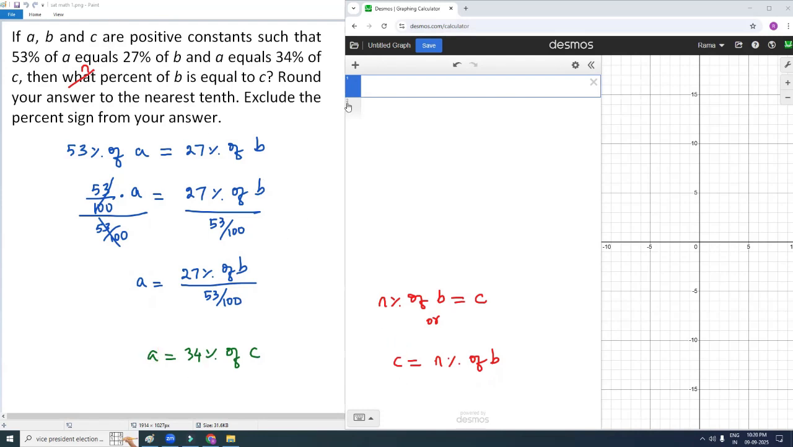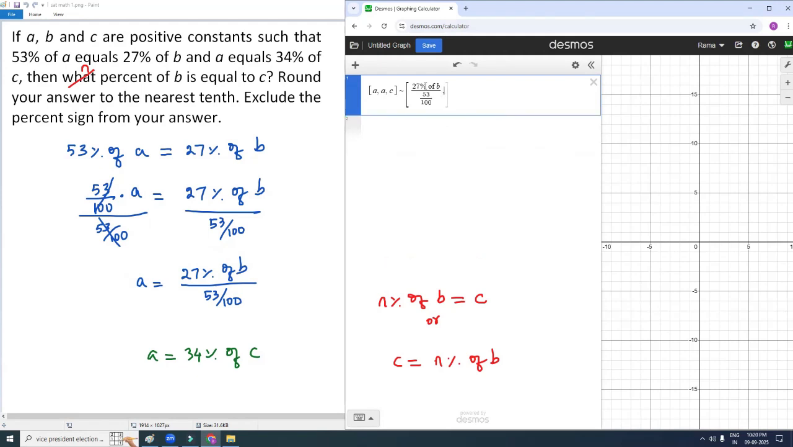Now let's go to Desmos and take the square bracket. In the first square bracket, we have to consider the quantities we have on the left side of all three equations. That is A, C. Close the square bracket. Now let's take the tilde sign and again take square bracket. For the first A, in the first equation, what do we have for this A? We have 27% of B divided by 53 over 100. So I have to give this as an input in the square bracket in Desmos. That is 27% of B divided by 53 over 100.